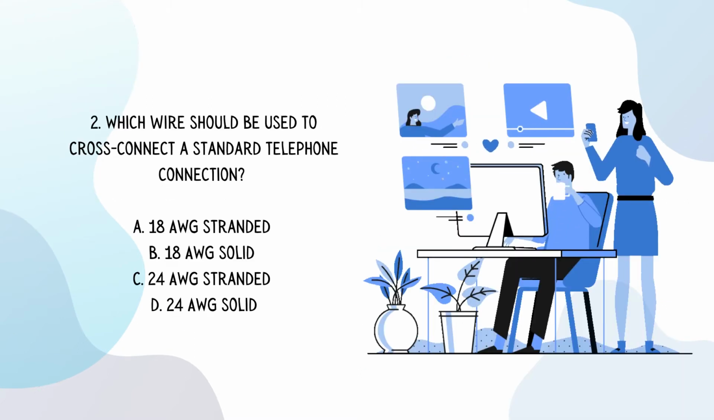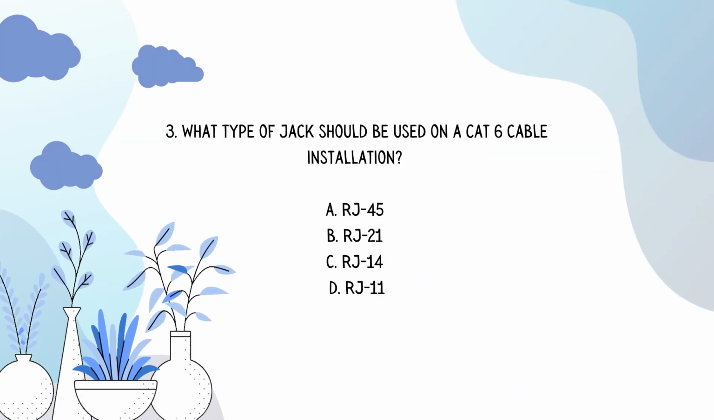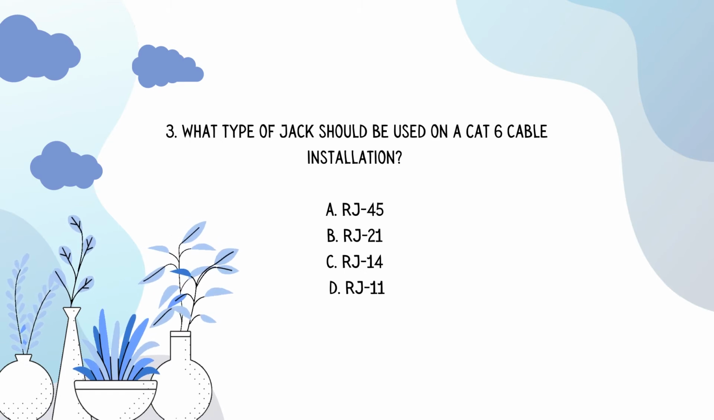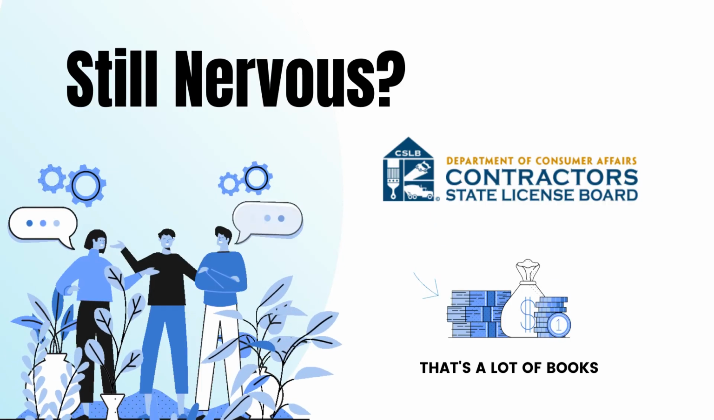Which wire should be used to cross-connect a standard telephone connection? If you pick D, 24 AWG solid, that is correct. What type of jack should be used on a Cat6 cable installation? A, RJ45. Are you still nervous?